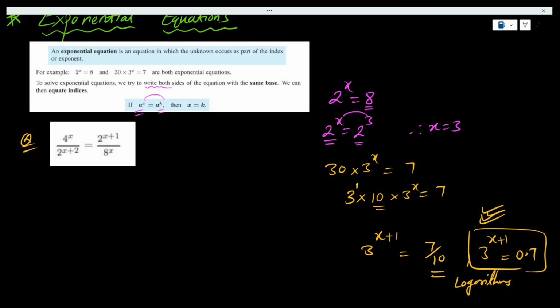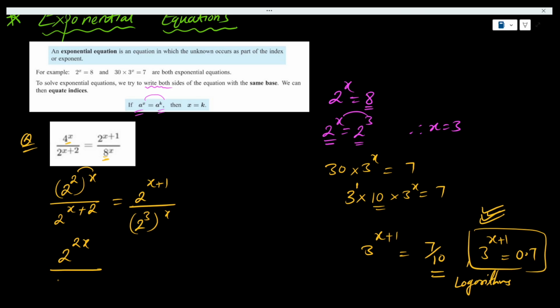Here, first thing, 4 is a composite number, 8 is a composite number, so write them in exponential form. So 2 to the power 2 whole power x, other values written as they are, times 2 to the power x plus 2, is equal to 2 raised to the power x plus 1, and 8, the base can be written as 2 cube whole power x. Now open the bracket here, power to power you multiply the powers, so 2 to the power 2x by 2 to the power x plus 2 is equal to 2 raised to the power x plus 1 by 2 raised to the power 3x.